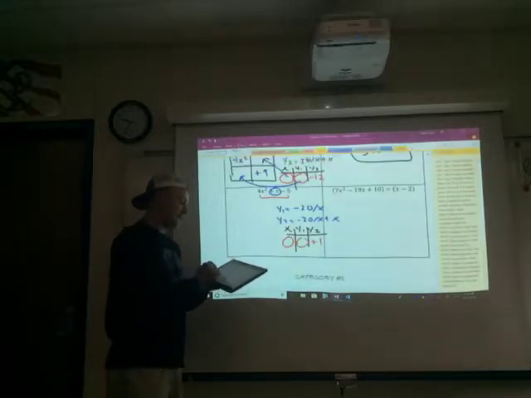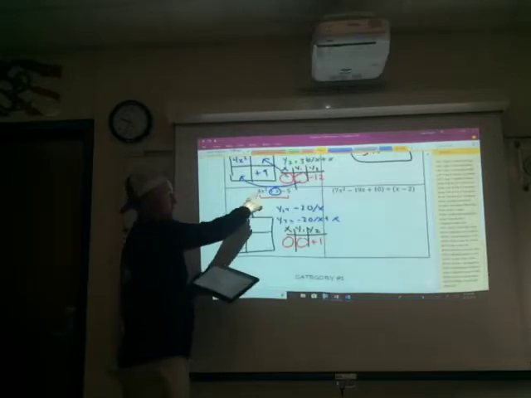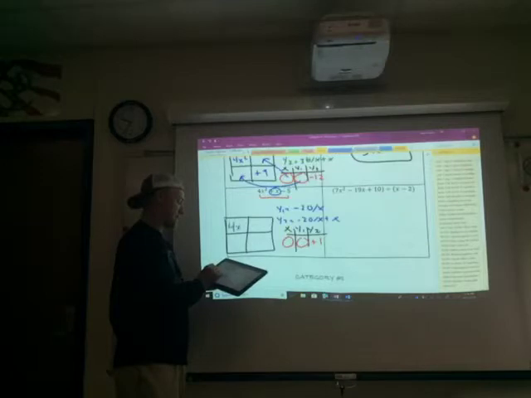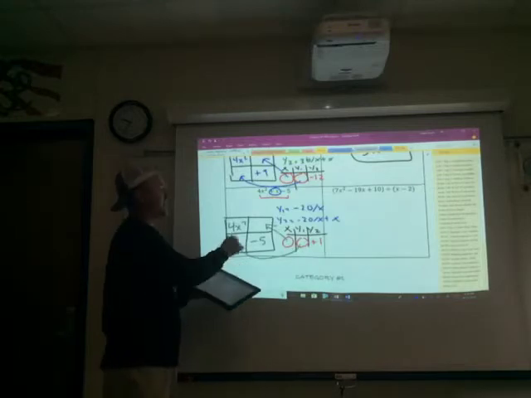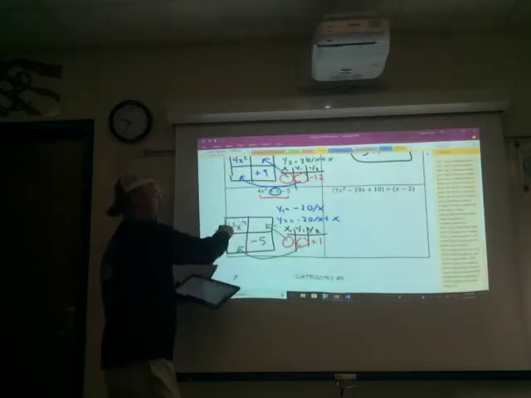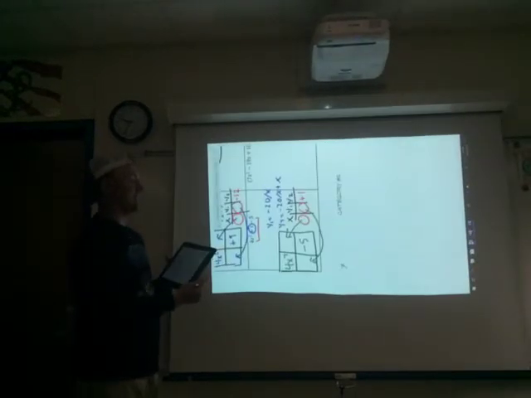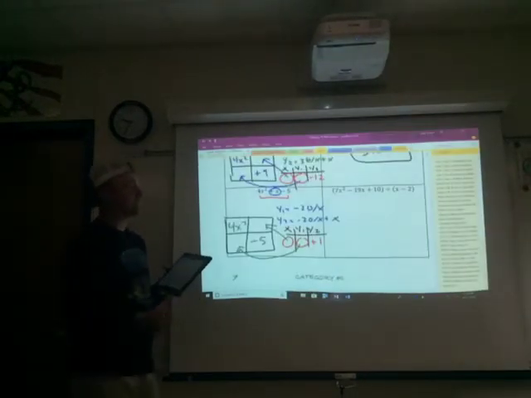Once again, you would just simply set up your box method, fill in what you know, first term, 4x squared, last term, negative 5, and these two terms that you find in your table would be written here. So you can now find your two dimensions that multiply to get those partial sums.